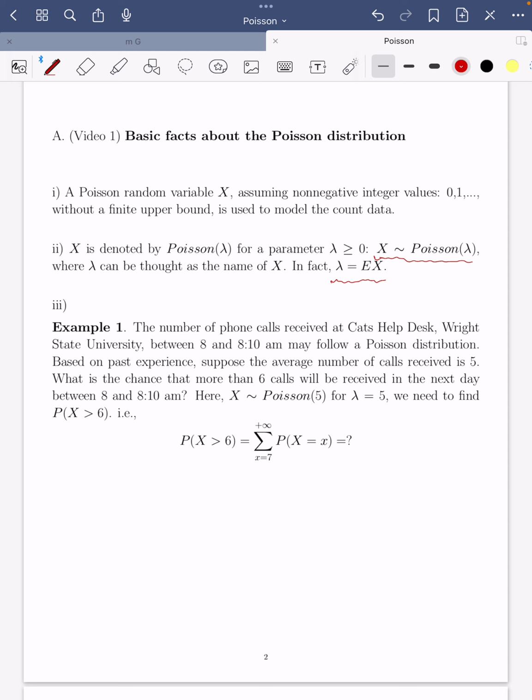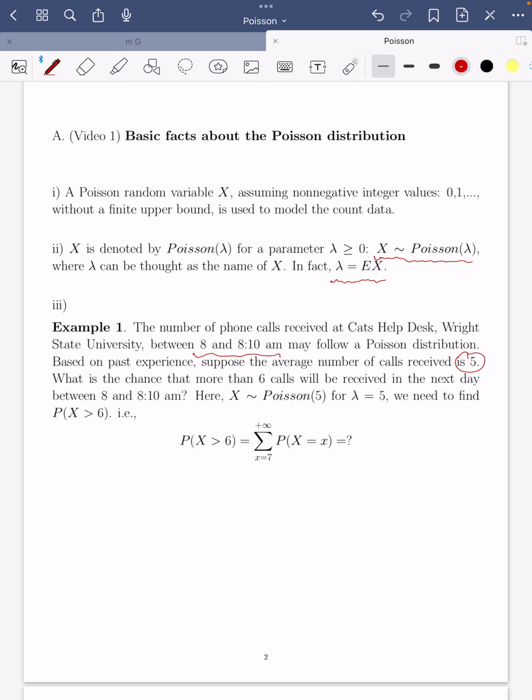Here's a simple example. Suppose that the number of phone calls received at CAT's help desk at Rice State University, say between 8 and 8:10, may follow a Poisson distribution. And based on past experience, suppose that the average number of calls received in this time period is equal to 5. So we may ask, what's the chance that more than 6 calls will be received in the next day between 8 and 8:10 in the morning?